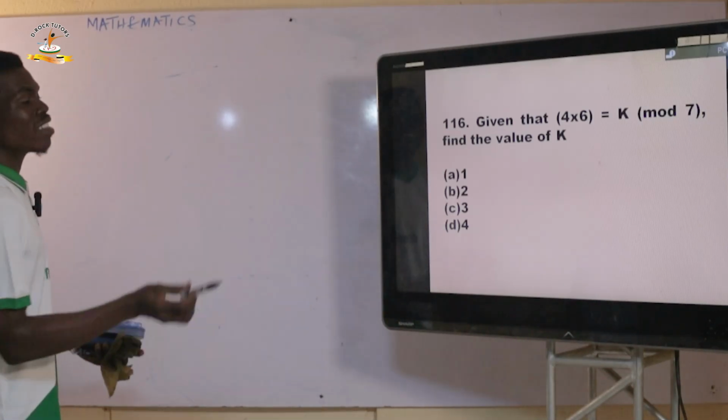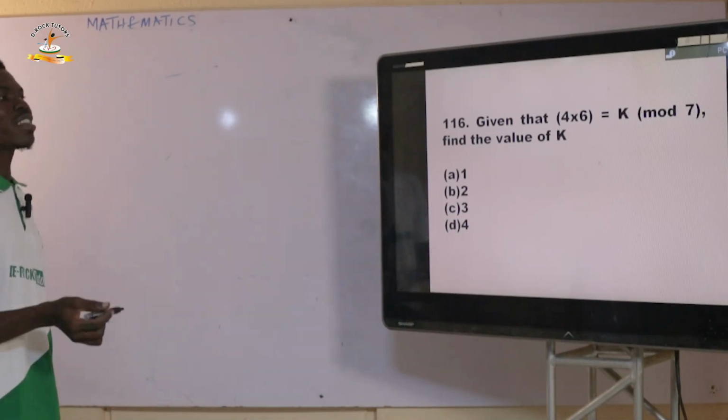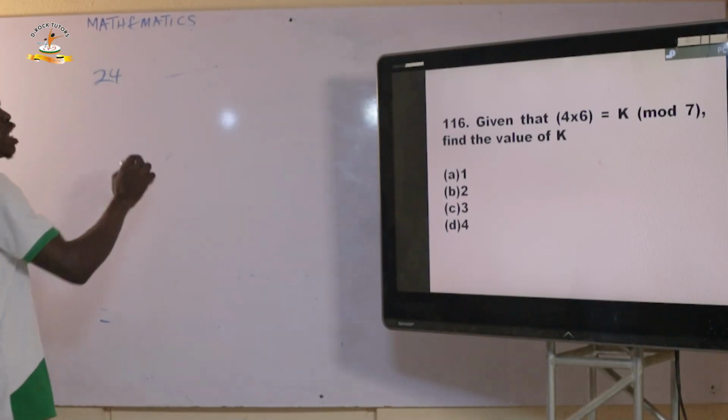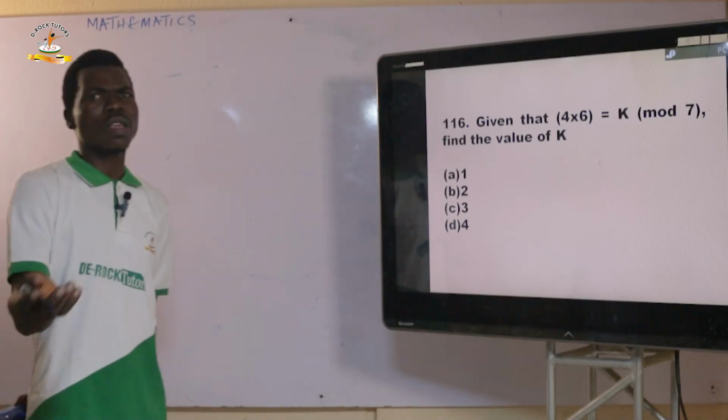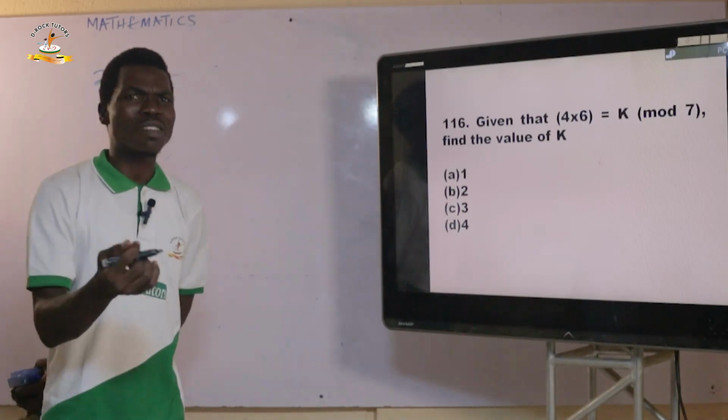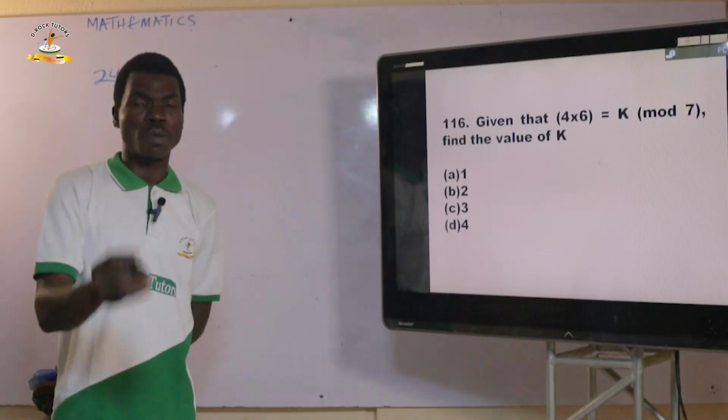So 4 times 6 is what? It is 24. So we bring in 24 to a number in modulo 7. What does it mean? Modulo 7 means we don't want to have a number that is more than, that is even up to 7.